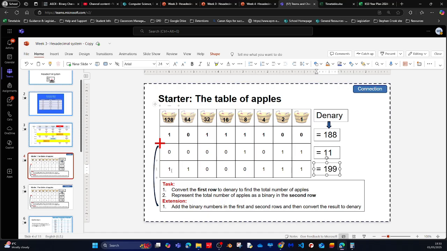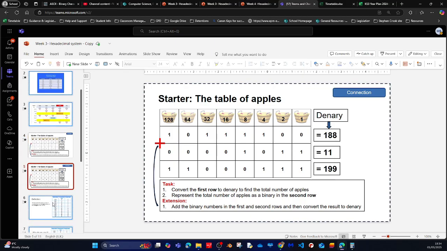So 128 plus 1 plus 64 is 192. 192 plus 4 is 196. 196 plus 2 is 198. 198 plus 2 is 199. So you can verify 188 plus 11 is 199. So you have the correct number. Okay, these are the results.